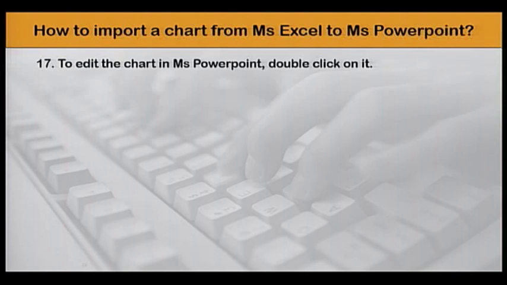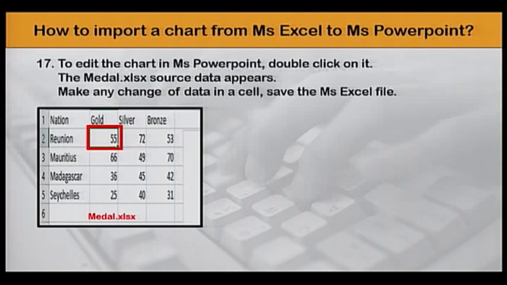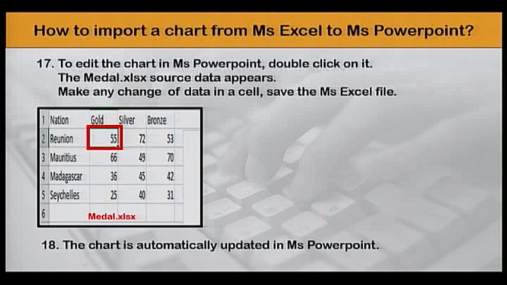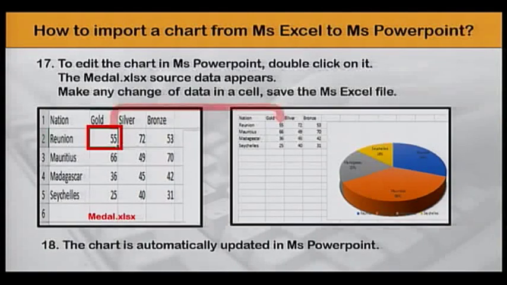To make any changes in the chart, double-click on it in the PowerPoint file. The medal Excel file appears with its source data. Let us change the data in this cell from 84 to 55. Be sure to save the chart in Excel. This data change is automatically updated in the PowerPoint presentation as well as in the chart.